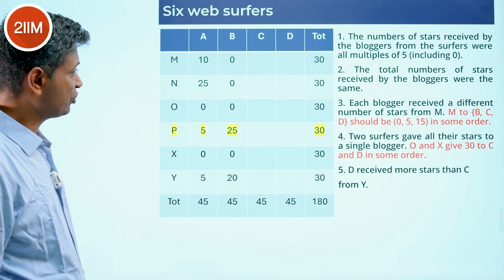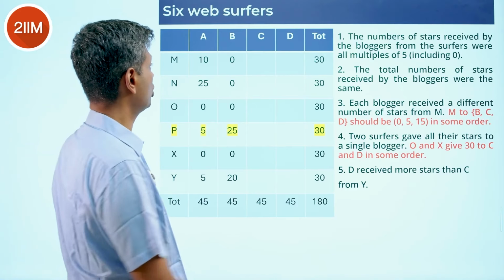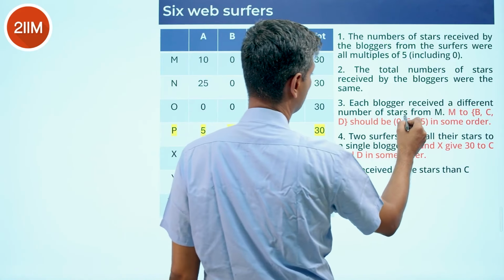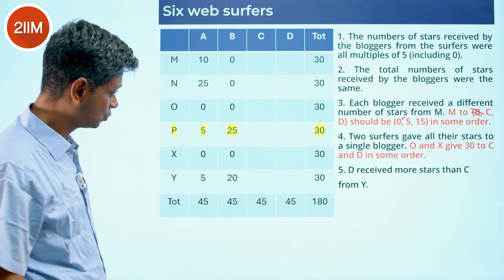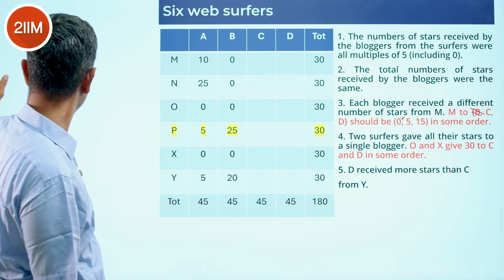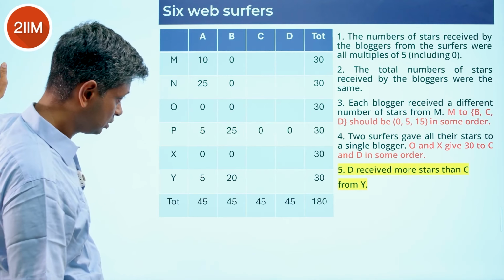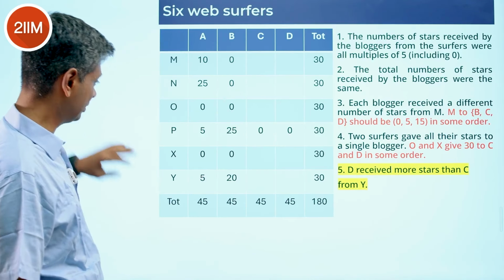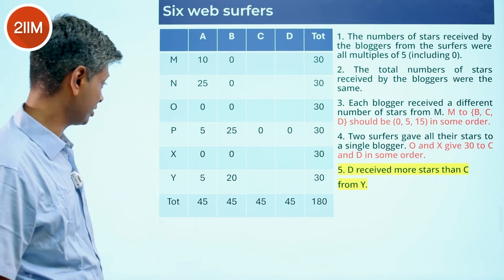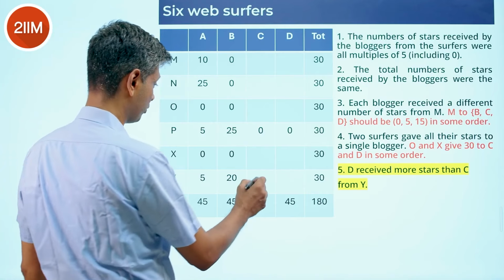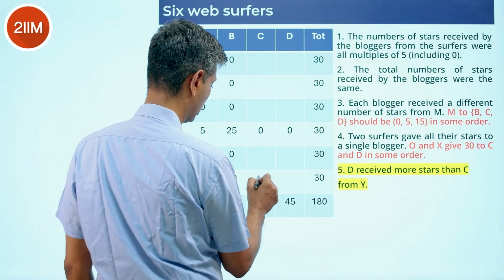Now M to B, C, D should be 0, 5, 15 in some order. B is 0. So C and D should be 5 and 15 in some order. Done. Lovely. D received more stars than C from Y. From Y, D received more stars than C. So D could have received, these two numbers are 0 and 5.